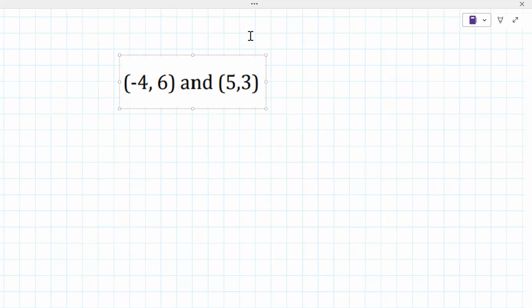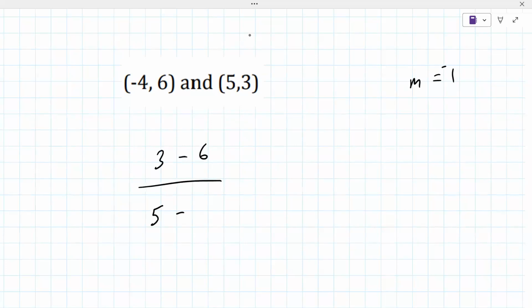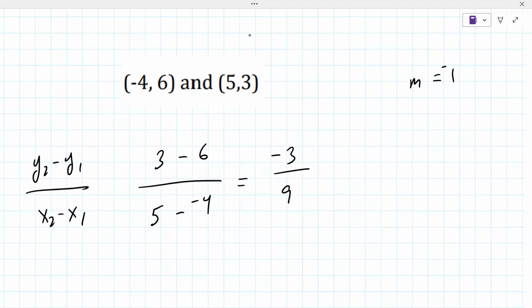You say 1. 3 minus 6, actually, negative one, I meant. Negative one over 5 minus a negative 4. So I get negative 3 over 9. Yeah, I wrote the formula wrong. It was y2 minus y1 over x2 minus x1.